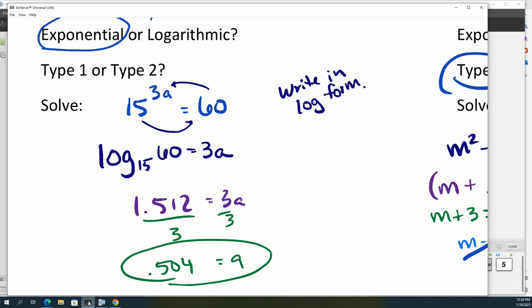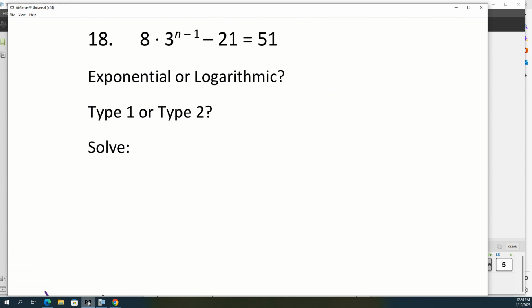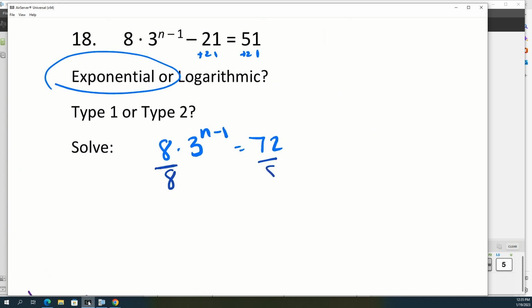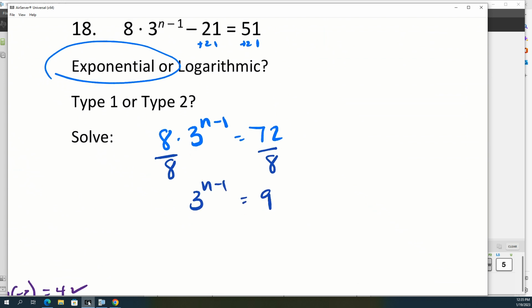All right, and then let's do number 18. This one has a lot of steps. So first we would go ahead and add that 21. Then we would divide by 8. All right. Can I write these with the same base? You can. What would the base be?